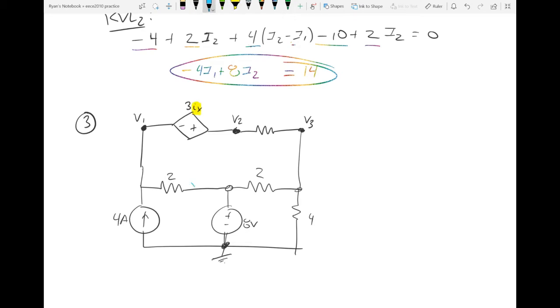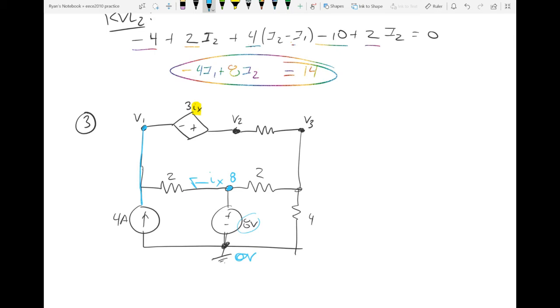Ix is given as the current going this way. So the first thing I want to do, okay, is say, okay, the ground is at 0 volts. This is an 8 volt source. A source tells me that there's 8 more at the top than there is at the bottom. So if the bottom's at 0, the top has to be at 8.